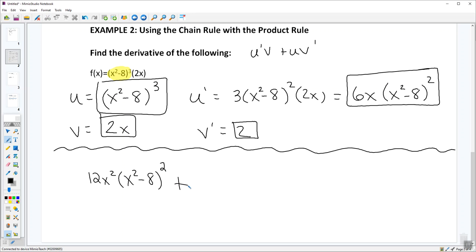First question. Yes. And what's that going to get added to now? uv prime, which I'm probably going to put the 2 out in front. Is that okay? So it'd be these two, right? So 2 times, how about x squared minus 8 to the third? There it is. So our derivative f prime of x is right there.